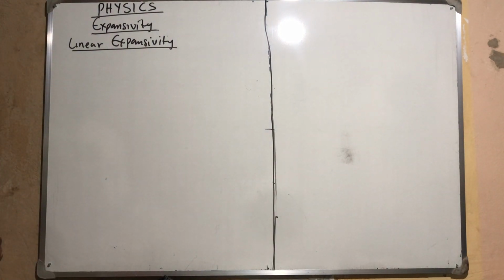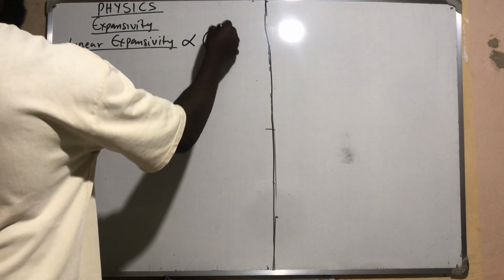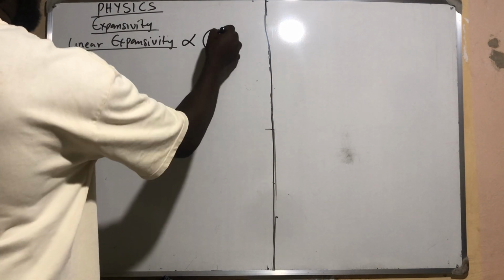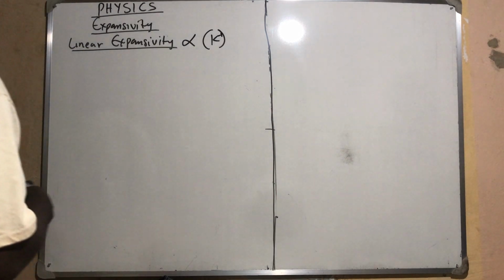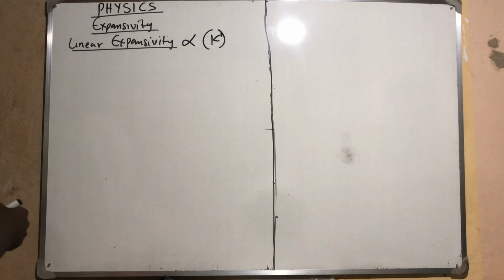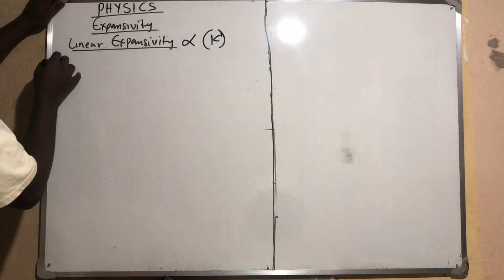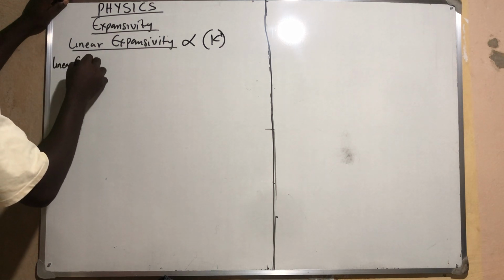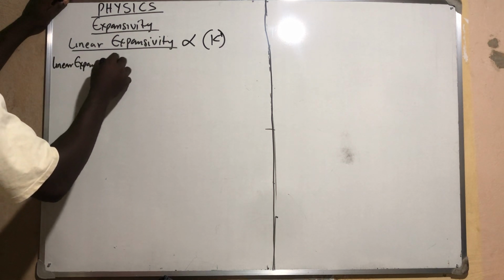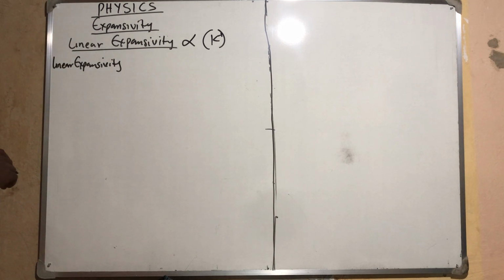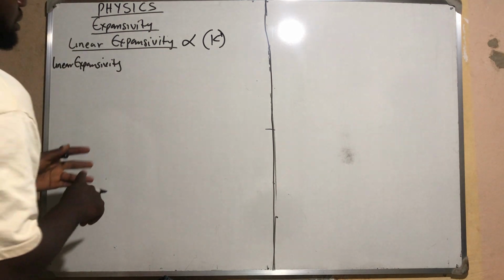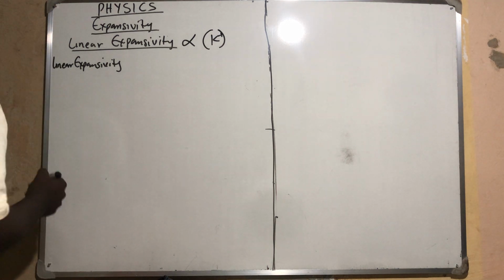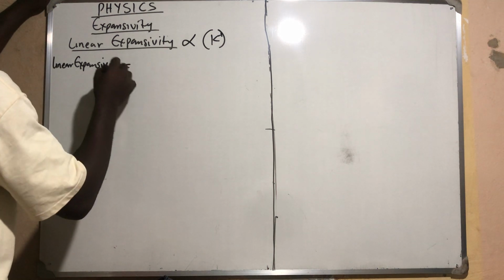And don't forget that your temperature must be in Kelvin, because linear expansivity is measured in per Kelvin, not just Kelvin, because the Kelvin is down. So we have linear expansivity. Now we have three types of expansivity: linear expansivity, area expansivity, and cubic expansivity. We are talking about linear expansivity.